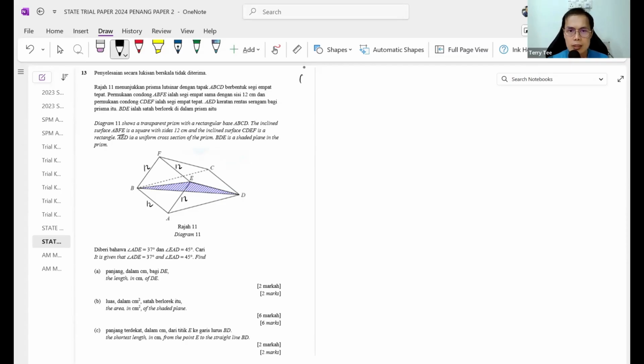So I think we can start by redrawing this. A bit hard to see in 3D, right? So I'm going to redraw this AED. Okay, AED looks like this. This is your E. This is A. This is D. ADE is 37 degrees. This EAD is 45 degrees. Do you know this length of AE is 12? You're supposed to find the length of DE.